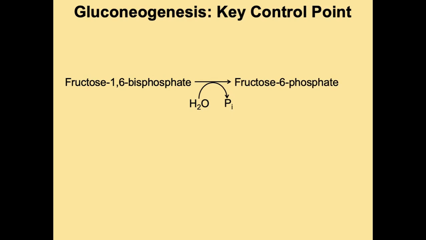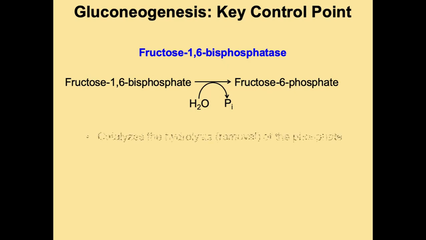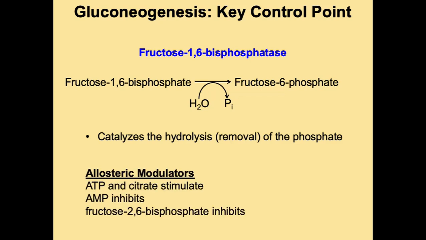So we're going to look at the key control point, which is fructose 1,6-bisphosphate when it's converted to fructose 6-phosphate. Again, remember that this enzyme is fructose 1,6-bisphosphatase. This enzyme catalyzes the hydrolysis, or removal, of the phosphate group. And similar to phosphofructokinase, the key modulators are the same. So we have ATP and citrate, which will stimulate the activity of this enzyme, whereas AMP will inhibit it.